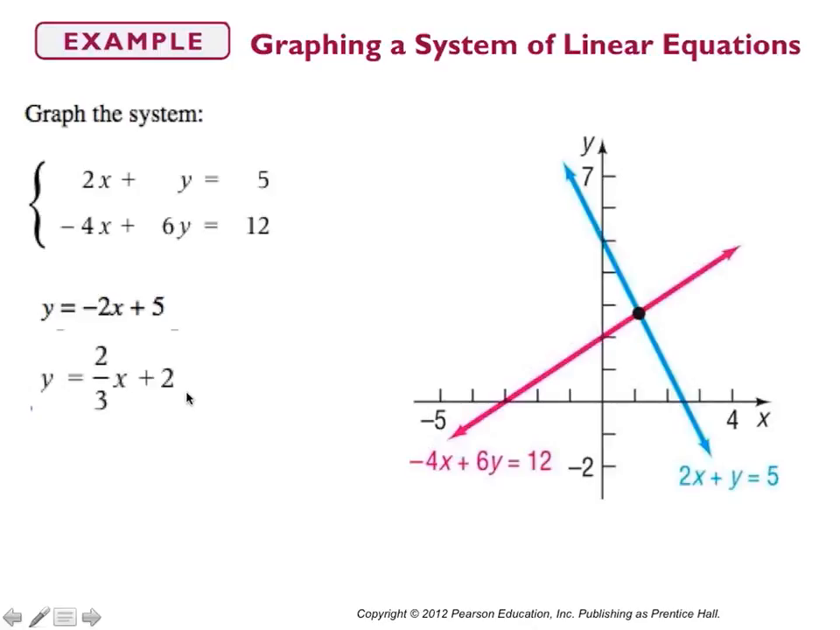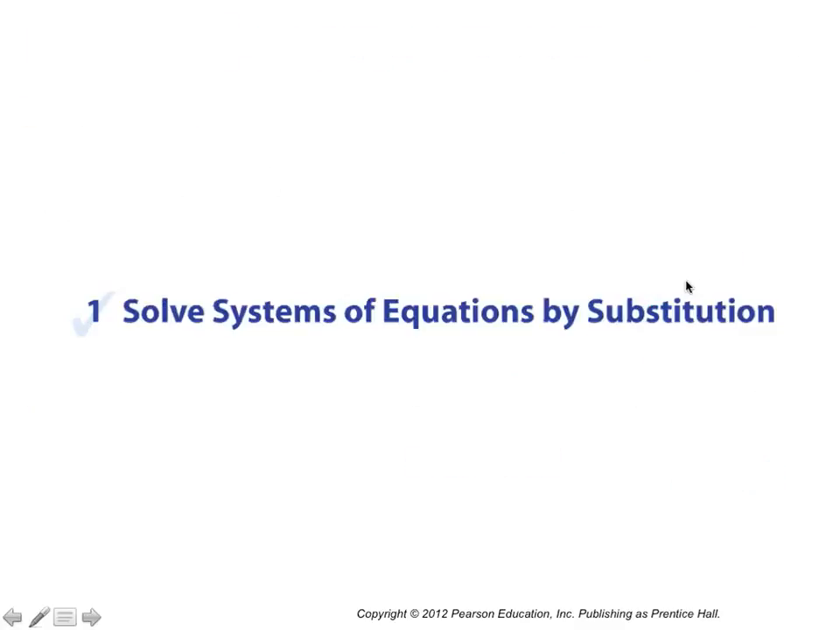So if you look at this graph here, the blue line is going to be our y equals negative 2x plus 5, because we have a y-intercept of 5 and we go down 2, right 1. And then this one here is going to be our y equals 2/3 x plus 2. We have a y-intercept of 2. We go up 2 and right 3. And then this point is 9/8, 11/4.